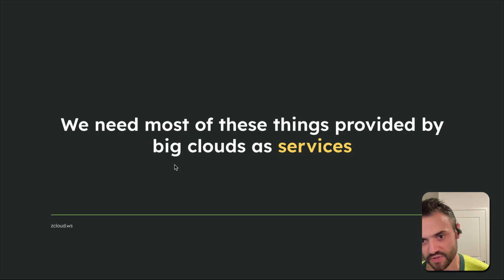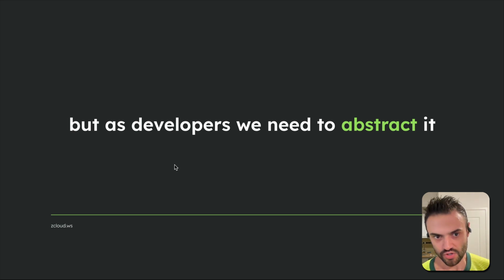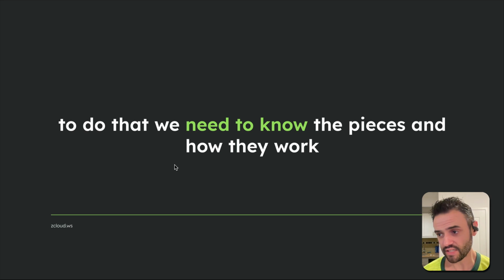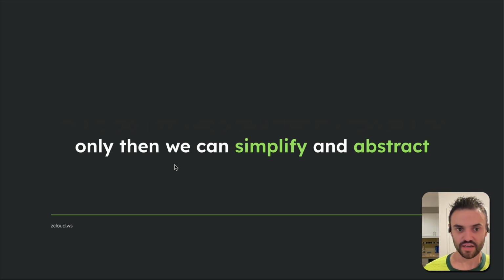We need most of these things that are provided by the big clouds, but you don't need to use them from those providers. As a developer, you need to practice abstraction. You can abstract the context and the content and understand what they are doing. But to do that, we need to know the pieces first. Like, oh, that is a proxy. Oh, I didn't know that. What is a proxy? How does it work? You need to do this process first, and only then are you going to be able to simplify and abstract. You need to understand first, otherwise it's going to be impossible to make your own decisions.